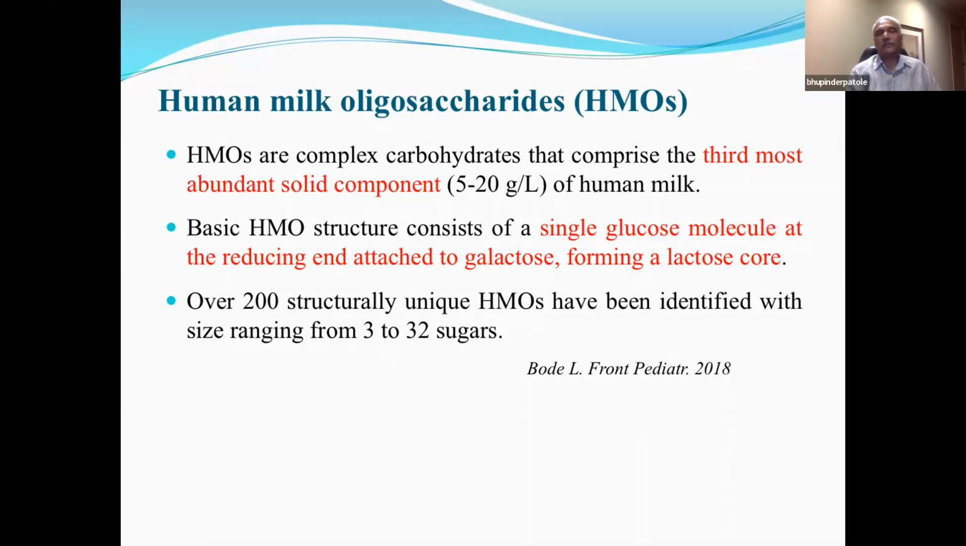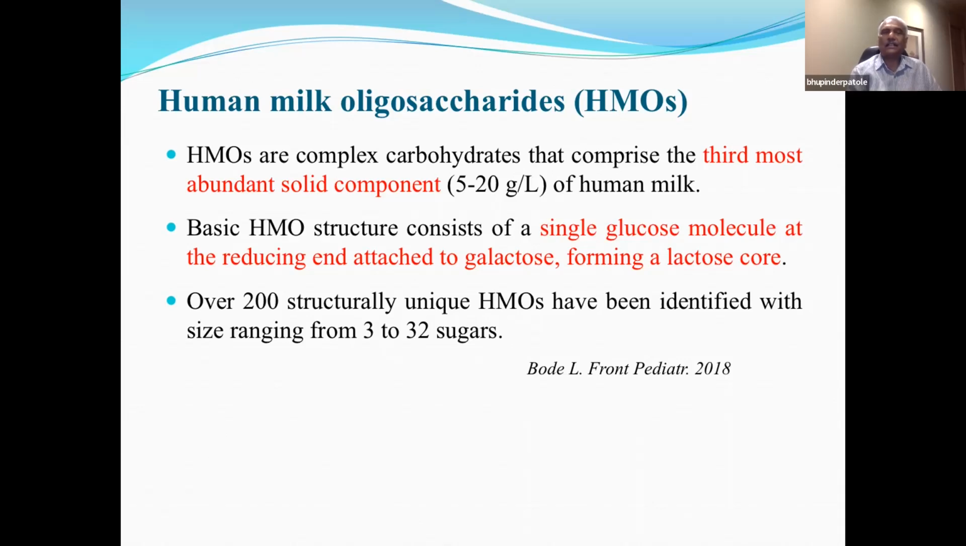I think everyone who is involved in neonatal intensive care, and even in pediatrics as such, is very well aware of the importance of human milk oligosaccharides. These are the complex sugars available in the mother's milk. They are complex carbohydrates, and they are the third most abundant solid component after lactose and lipids. The basic structure of an HMO is a single glucose molecule at the reducing end attached to galactose, and together that forms a lactose core.